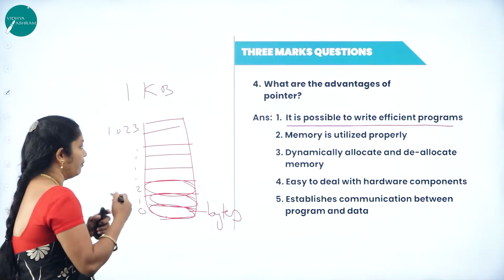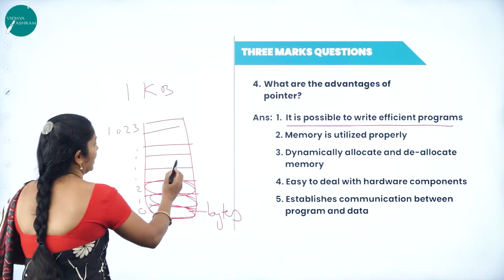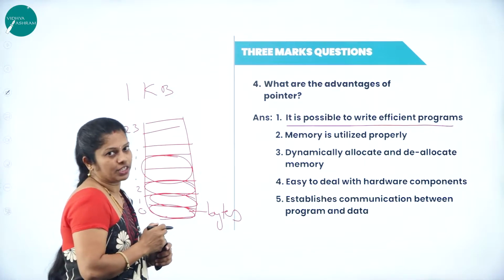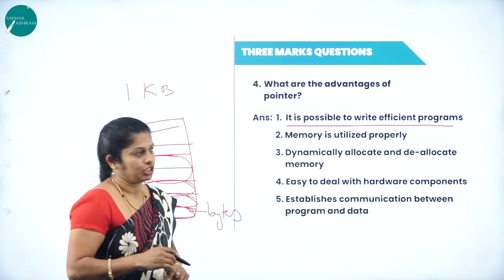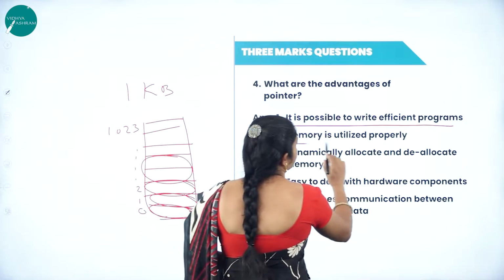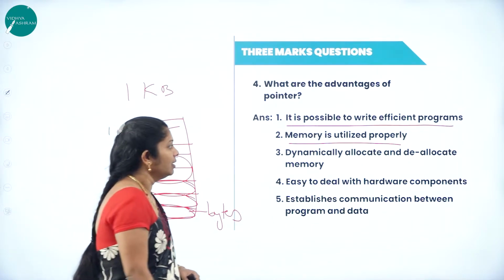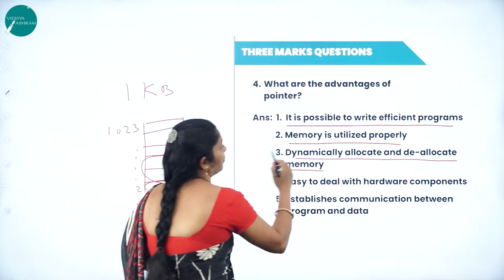For example, if I want to write a program that requires only 2 bytes of memory, then I can write the program in such a way that it requires only 2 bytes of space. If I know the pointer concept, then it is possible to write efficient programs. Memory is utilized properly, and memory can be dynamically allocated and deallocated.